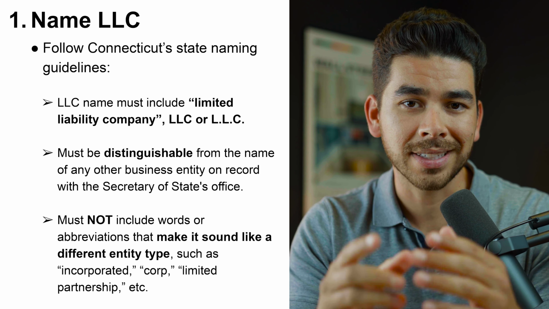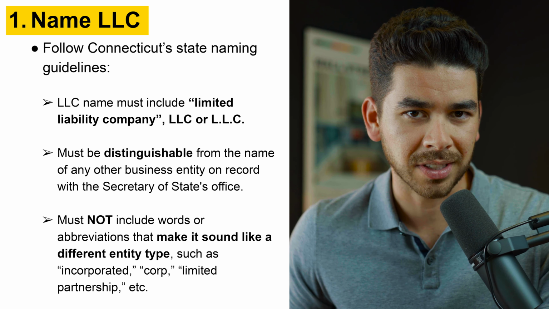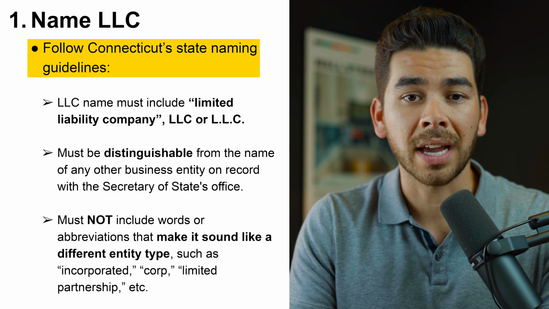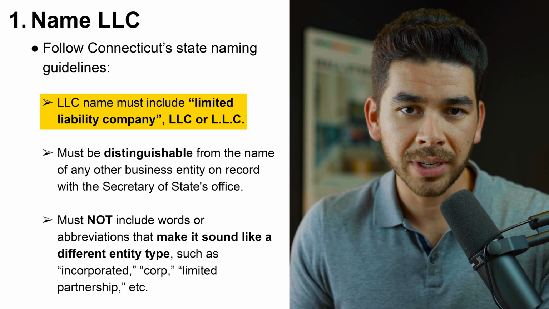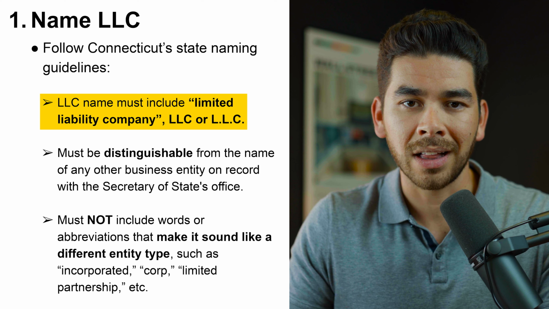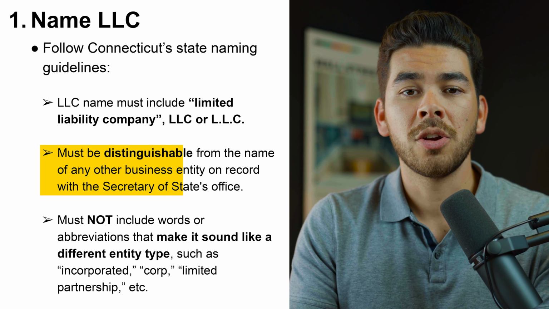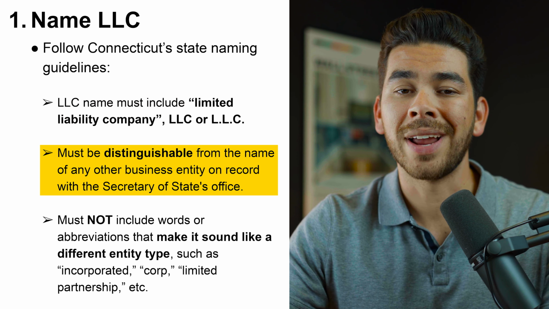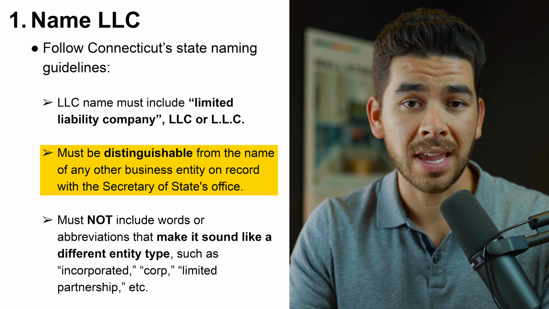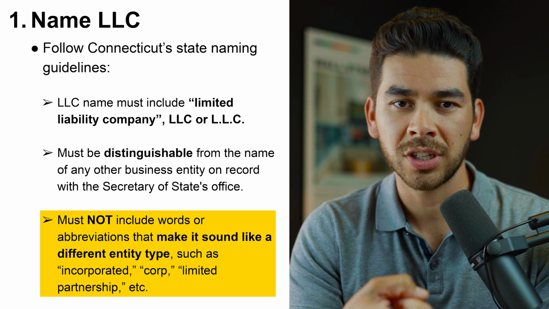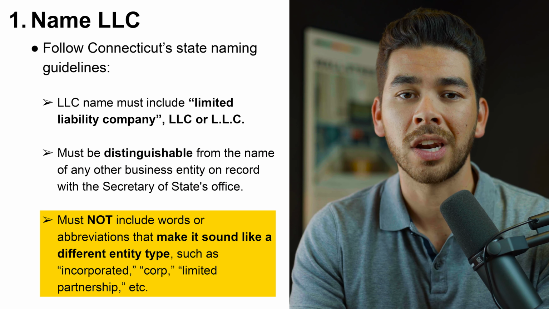All right, let's get started. Step number 1 is to name your LLC. Now you need to follow Connecticut's naming guidelines, which require that you have limited liability company, LLC, or L.L.C. in the name of your company. Your business name must be distinguishable from other entities on record with the state, and it cannot include words like association, corporation, or other words associated with other entities.